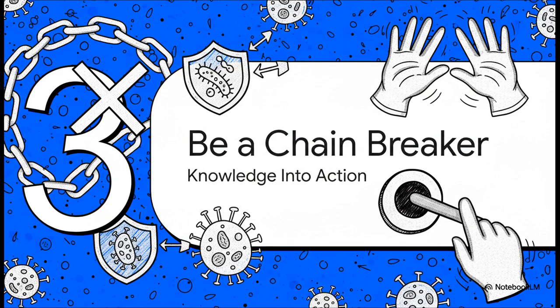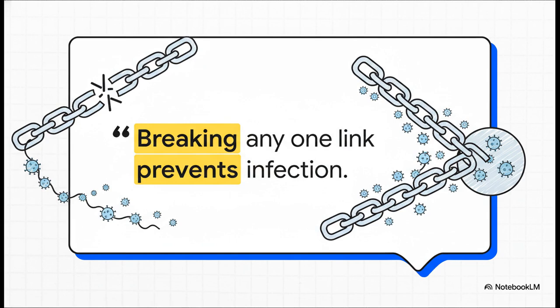But knowledge isn't really power until you use it. So the real question is, what do we do with this information? How do we become a chain breaker? And this right here is the most important thing to remember from all of this. You don't have to be perfect. You just have to break one single link in that chain we talked about at the beginning. If you can interrupt the germ's journey at any point, the infection stops cold.